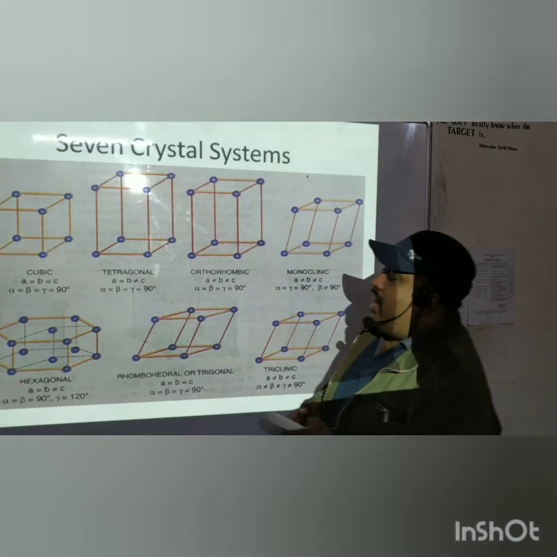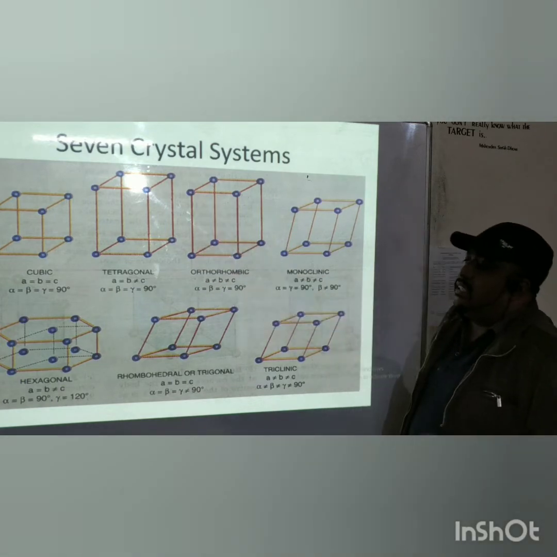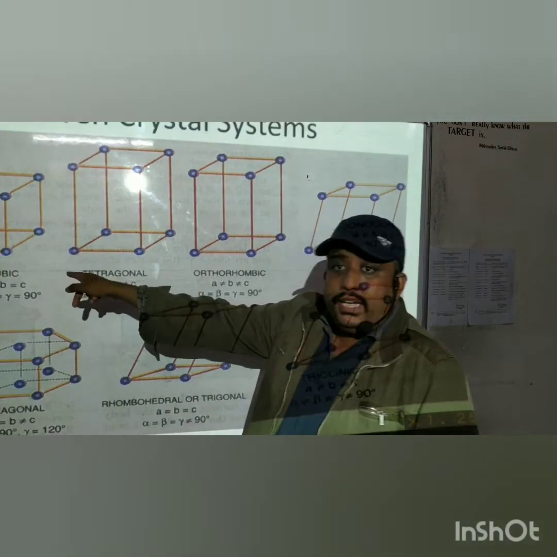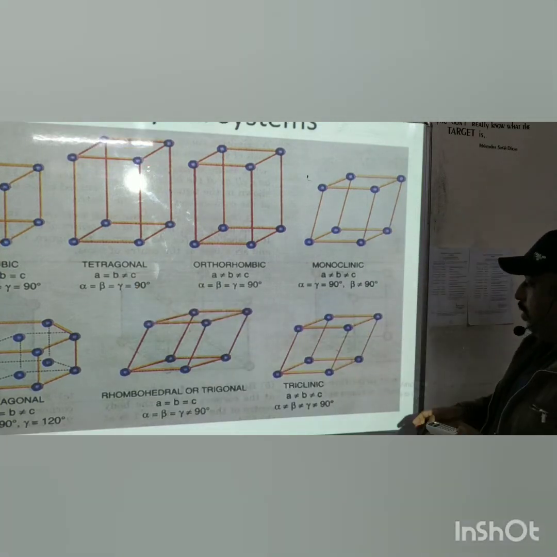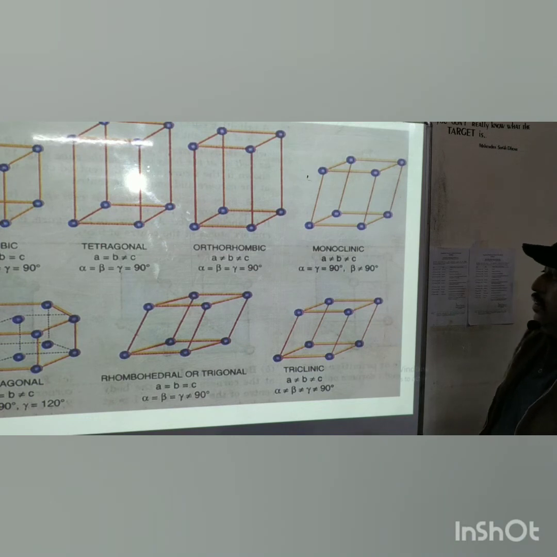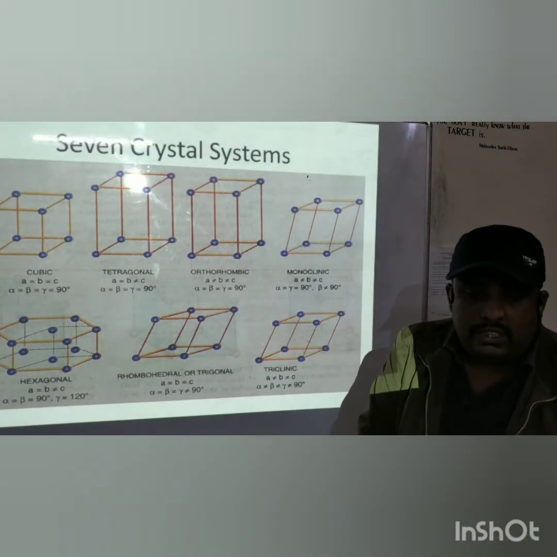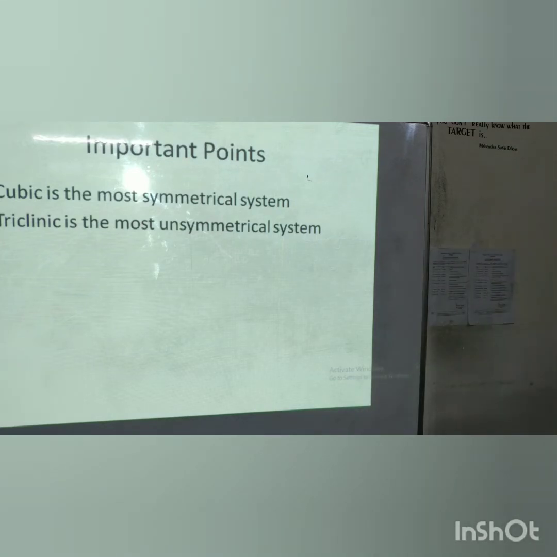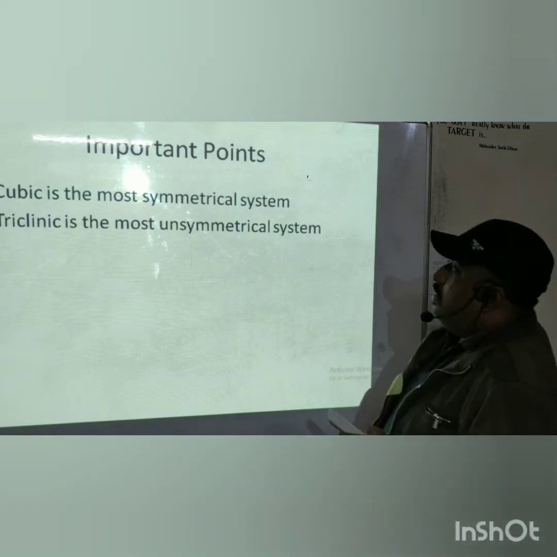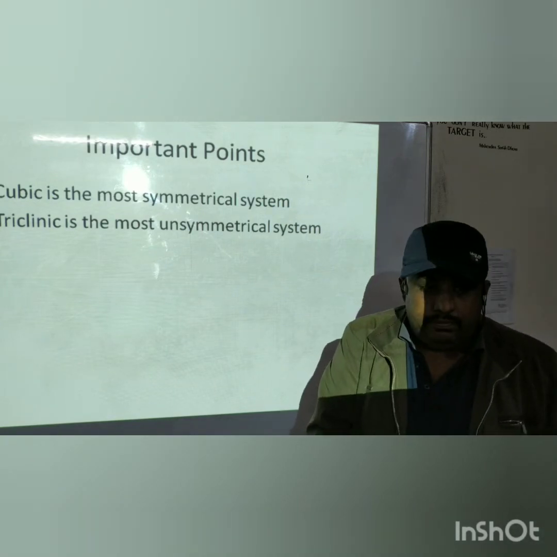And if I ask you which is the most symmetrical of all these 7 crystal systems, the answer will be cubical, or cubic, right? Which is the most unsymmetrical one among all these 7? Your answer will be triclinic. Keep this in mind, all of you. So these are important questions that may come in the exam. Important points, as I've already told, cubical is the most symmetrical system and triclinic is the most unsymmetrical system.